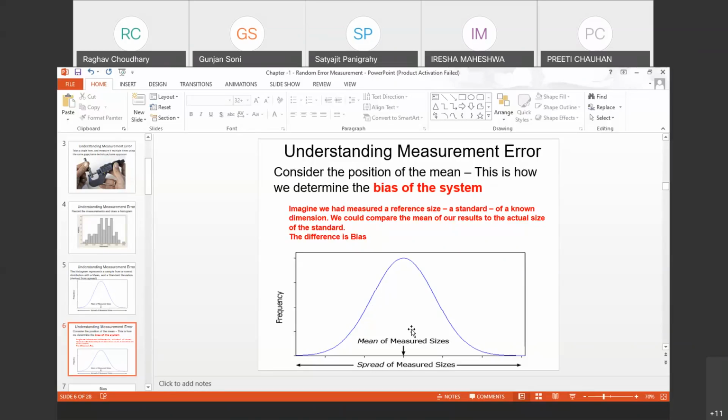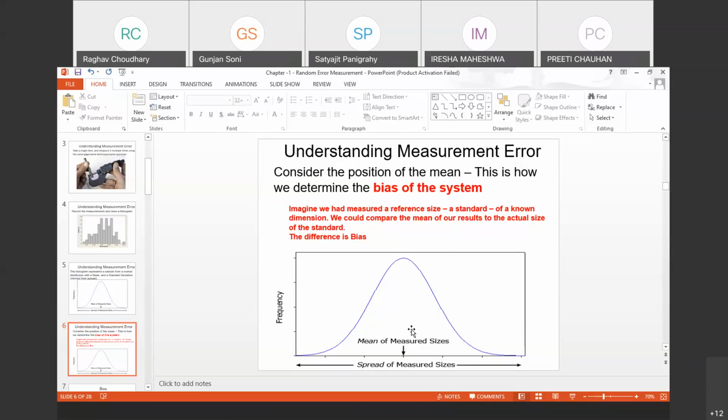So let's say I've done many measurements, and they are following a certain normal distribution, or this bell-shaped blue curve. Now imagine we had measured a reference size and a standard is known. So we know what we are expecting. We could compare the mean of the observations which we are getting over here with the standard number which it should have been.